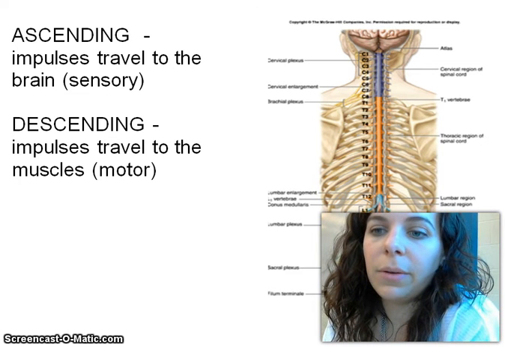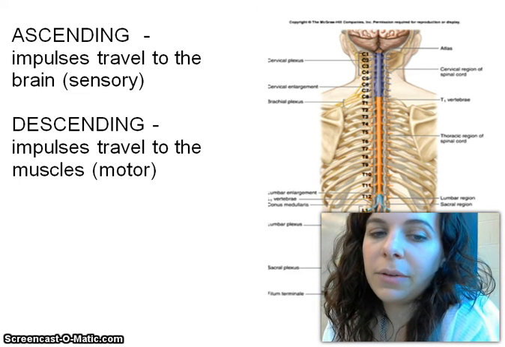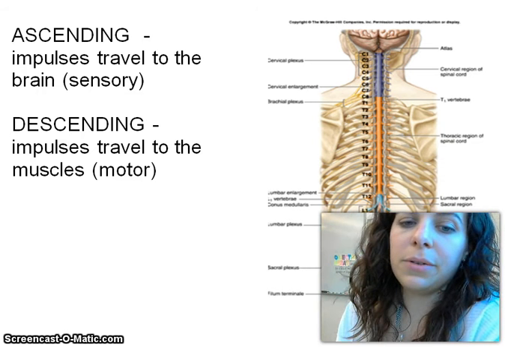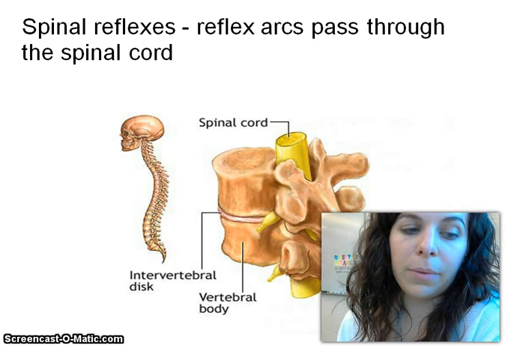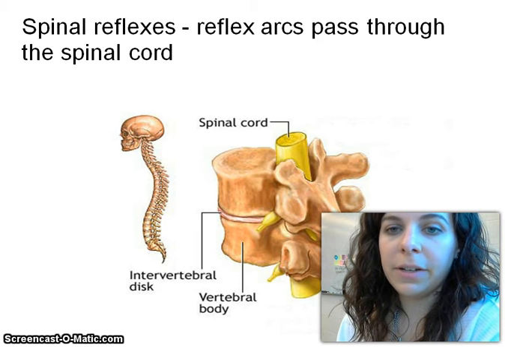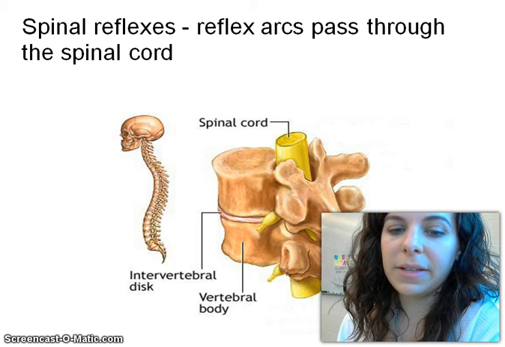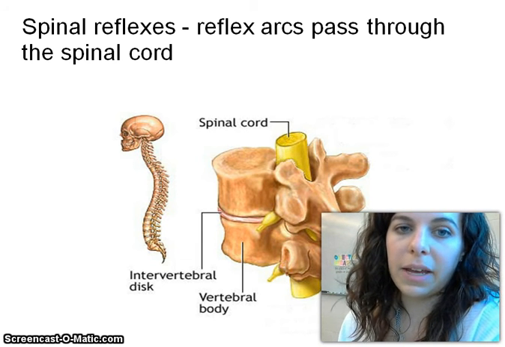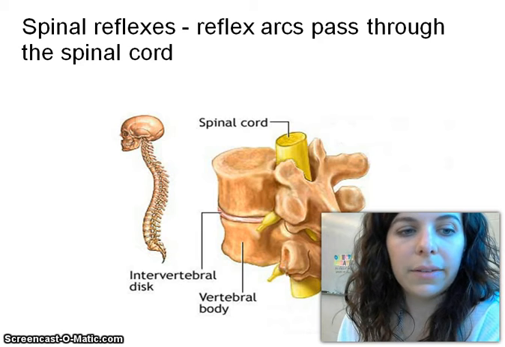Impulses from the spinal cord travel up to the brain. Those are ascending or sensory impulses. And then they travel back down to the muscles, which would be descending or motor reflexes. For spinal reflexes, the reflex arcs pass through the spinal cord, which is what the gentleman was talking about with the knee-jerk reflex.